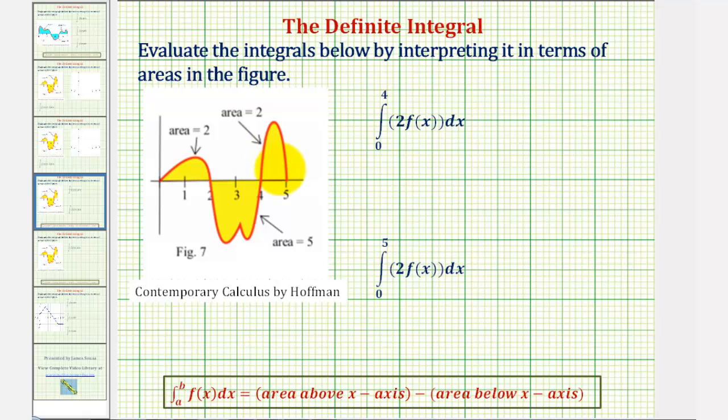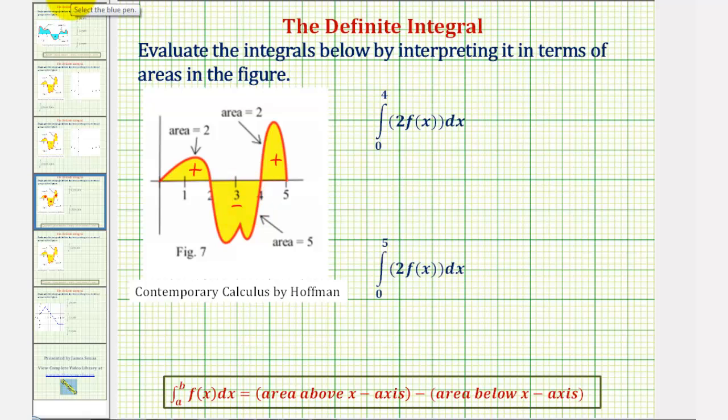So looking at our figure here, notice how these two areas are above the x-axis, and therefore on the interval from 0 to 2 and the interval from 4 to 5, the value of the definite integral would be positive. But notice on the interval from 2 to 4, the area is below the x-axis, and therefore the value of the definite integral would be negative.